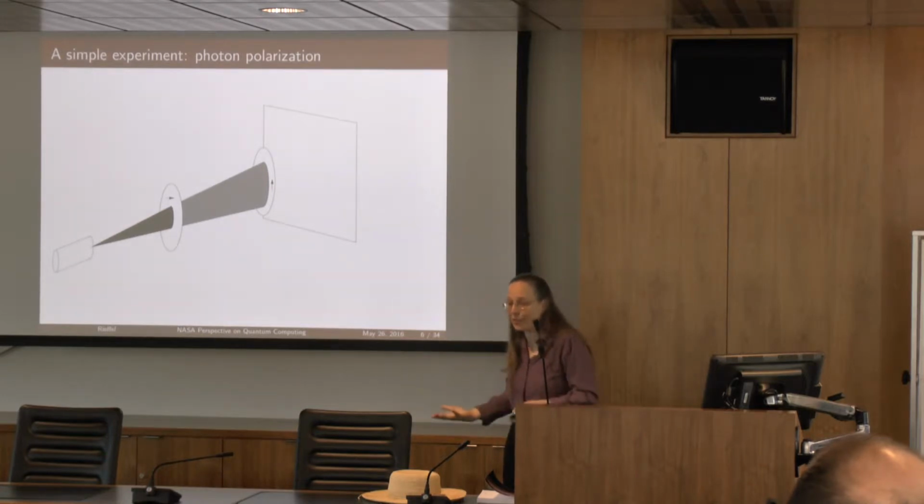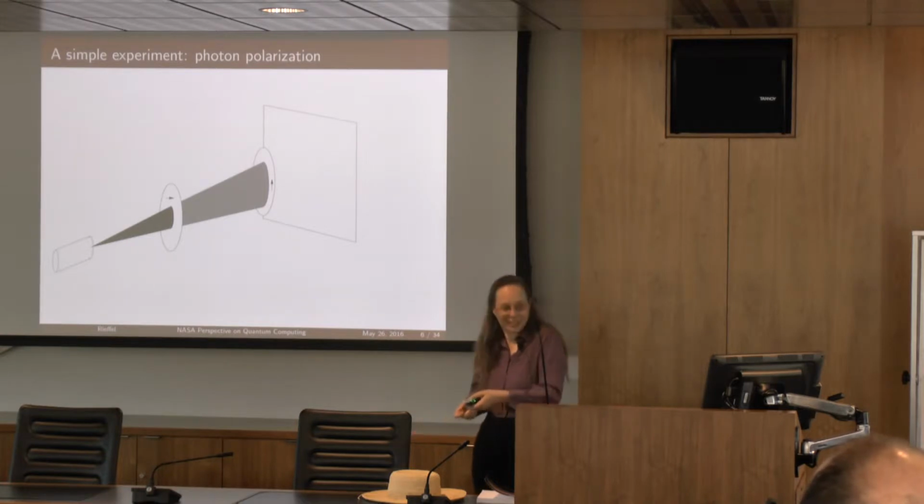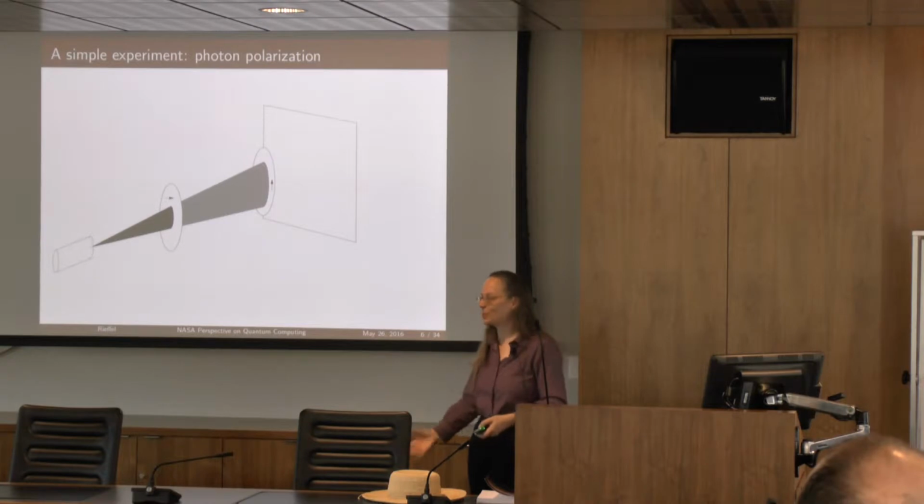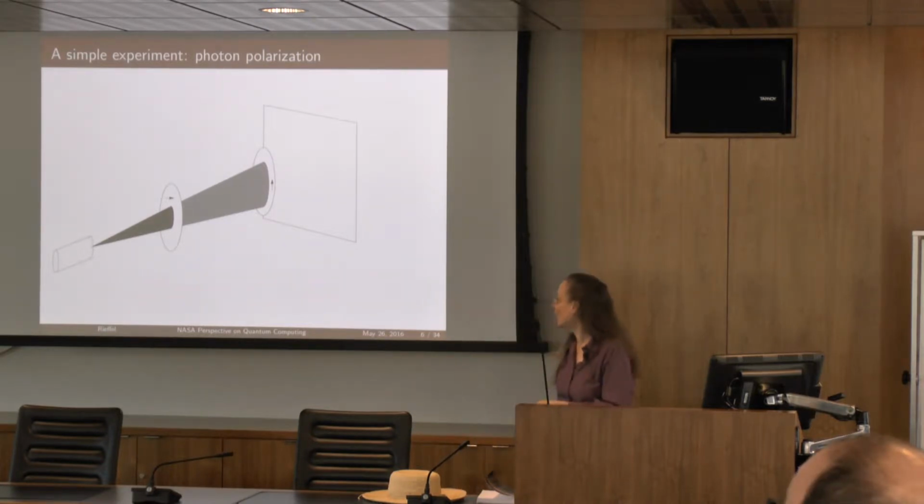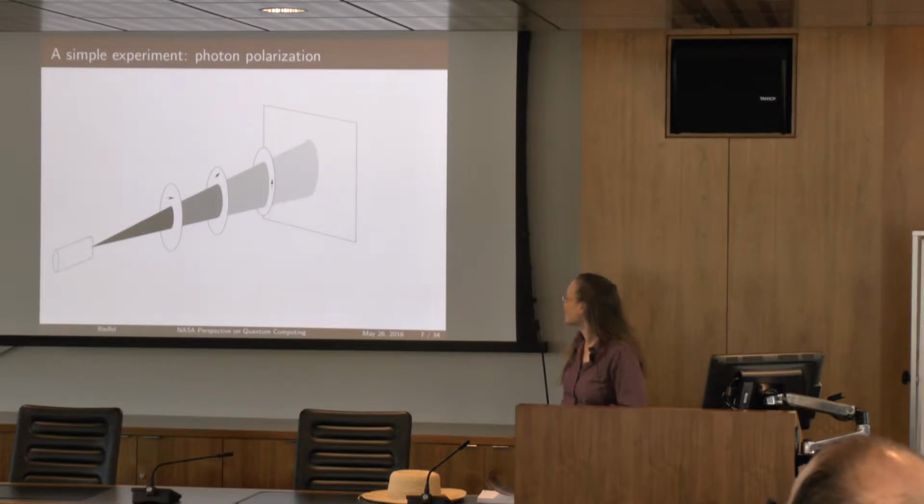So if you add another filter, well, clearly that only makes it even harder for light to get through, right? What could possibly be wrong with that argument? Okay. So, strangely, it actually increases the amount of light getting through.